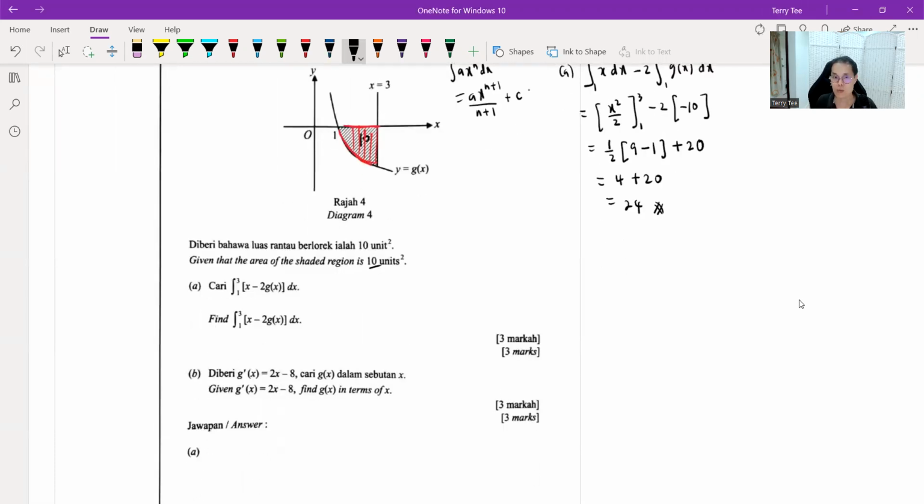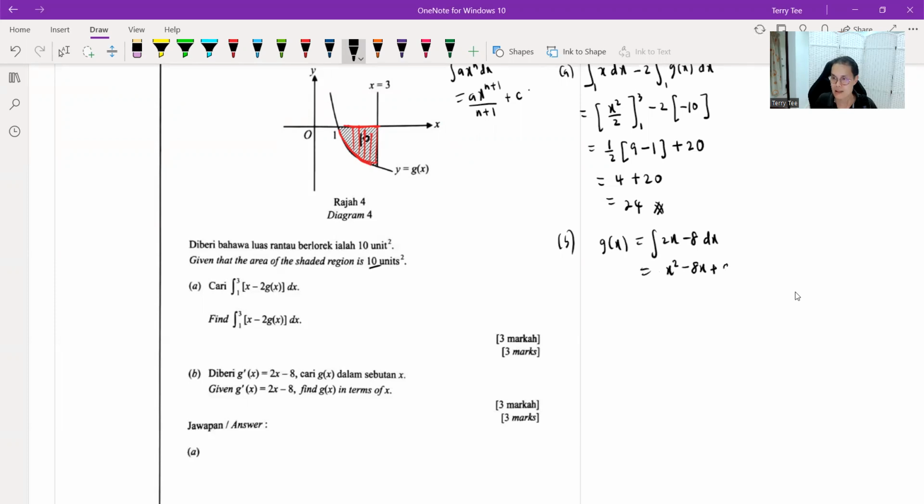So the second part, we're supposed to find g(x) given g'(x). Okay, g'(x) means dy/dx. So to find y or g(x) given dy/dx, I will have to integrate. When I integrate 2x, I get 2x squared over 2. Cancel the 2s, you get x squared. Integrate 8, you get 8x.